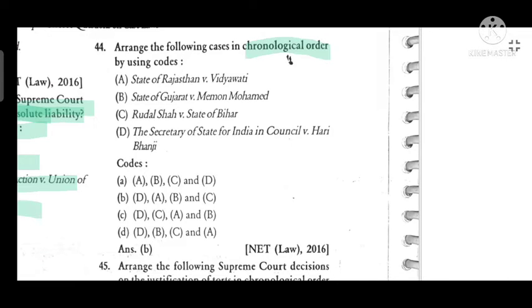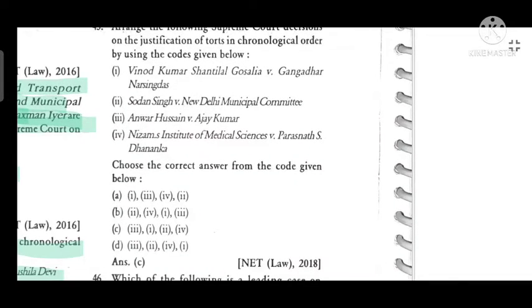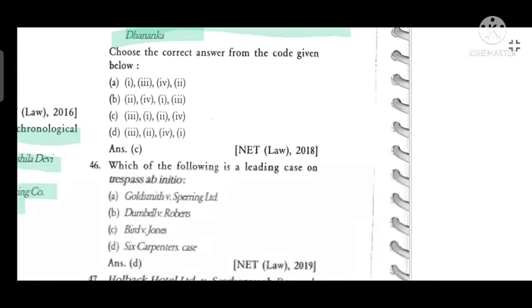Arrange in chronological order: The Secretary of State for India in Council versus Hari Bhanji, State of Rajasthan versus Vidyawati, State of Gujarat versus Memon Mahomed, Rudul Sah versus State of Bihar, Anwar Hussain versus Ajay Kumar, Vinod Kumar Santilal Gosalia versus Girdhari Lal Nargis Das, Sodan Singh versus New Delhi Municipal Committee, Nizam Institute of Medical Sciences versus Prasanth S. Dhananka.